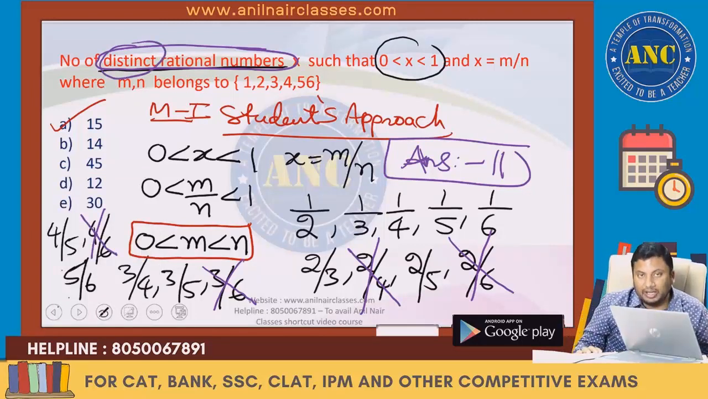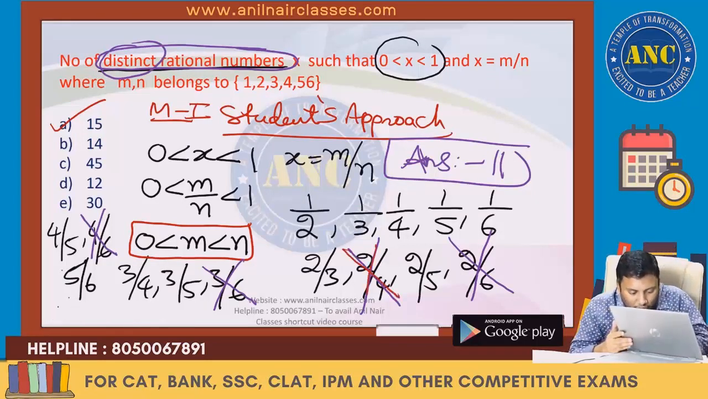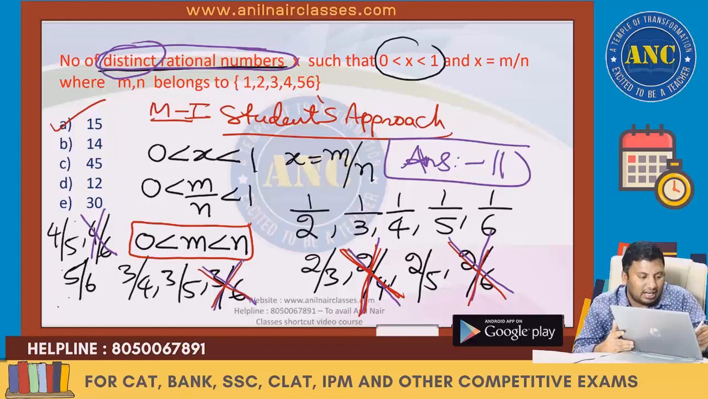2 by 4 and 1 by 2 are different. 2 by 6 and 1 by 3 are different. 2 by 4 and 1 by 2, even though it seems different, the value of the rational number comes out to be the same. These 4 cases are eliminated.